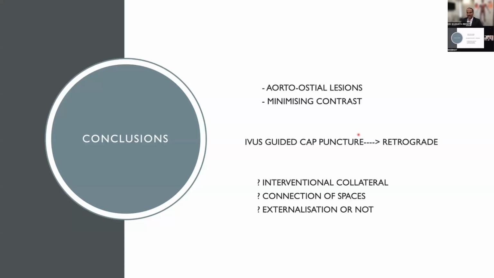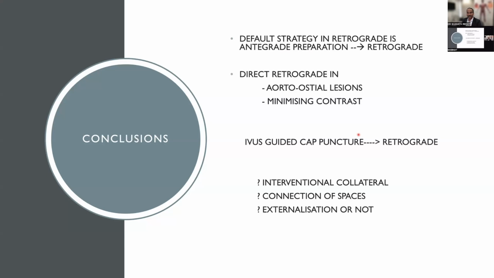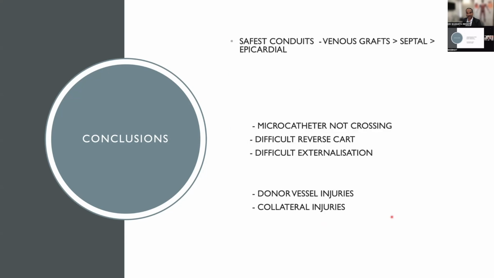To conclude, for aorto-ostial lesions, the default strategy is antegrade preparation followed by retrograde, while minimizing contrast. And in an ambiguous cap, ostial LAD or LCX, IVUS-guided cap puncture followed by retrograde is key. Before switching to retrograde, make sure you know your interventional collateral. Define your connection of spaces. Define whether you are externalizing or not.